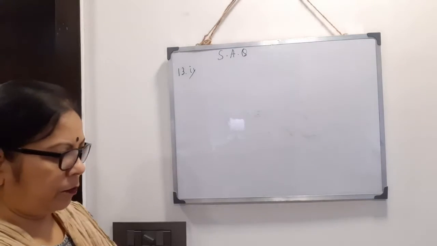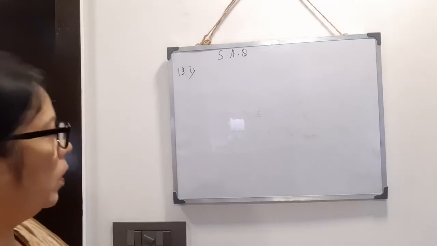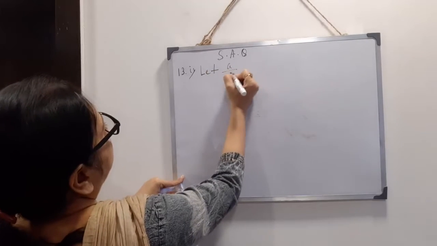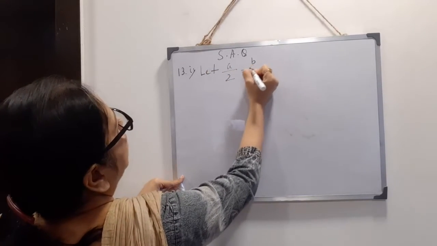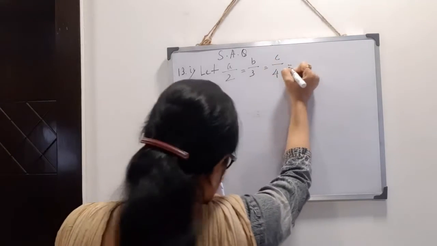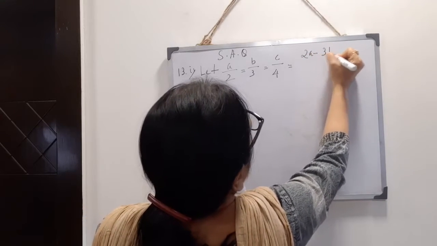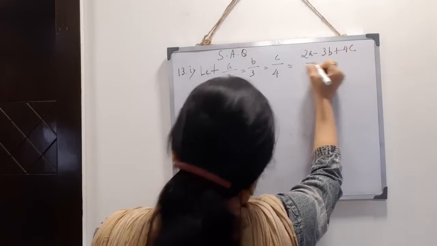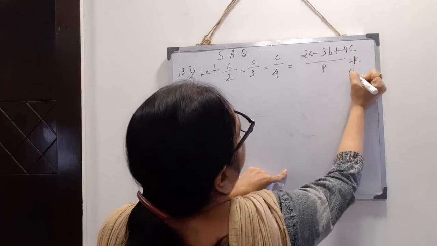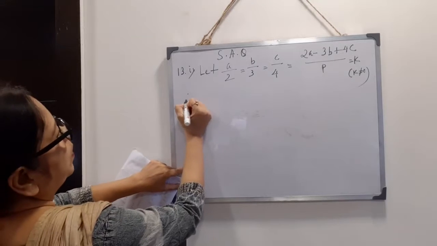Now, continuation of the previous video. I am doing some SAQ part from your book, 13.1. We are considering let a by 2 equals b by 3 equals c by 4 equals (2a minus 3b plus 4c) by p equals k. We are considering this. So from here, what can we write?